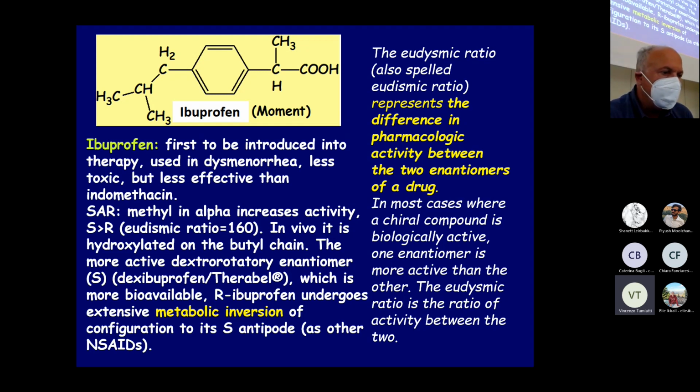But as I told you before, we have a metabolic inversion, so we can assume a mixture of the two enantiomers, because in vivo we have a racemization of the S into R. So we can use the mixture. The eudismic ratio is the ratio of activity between the two enantiomers. This is the definition of this term.